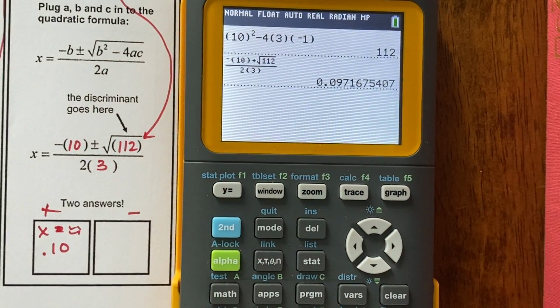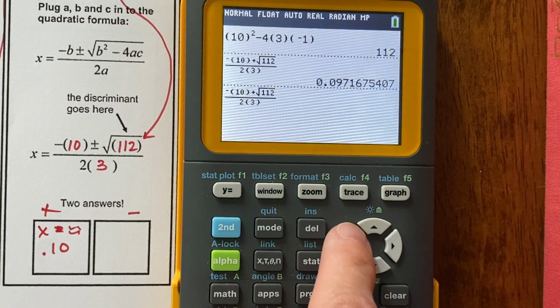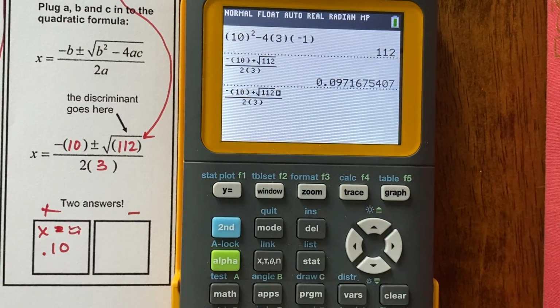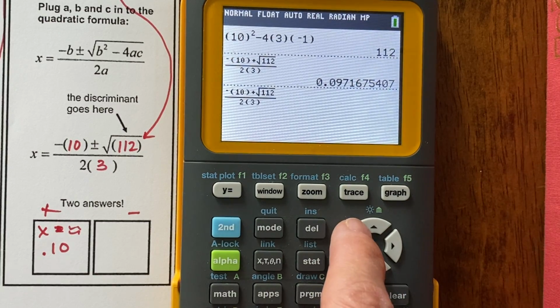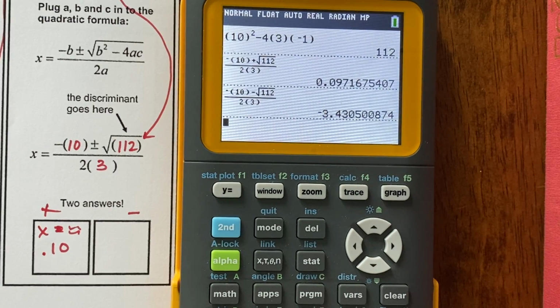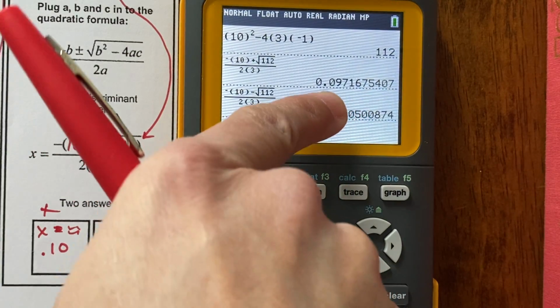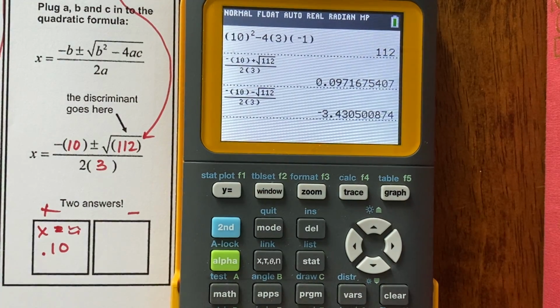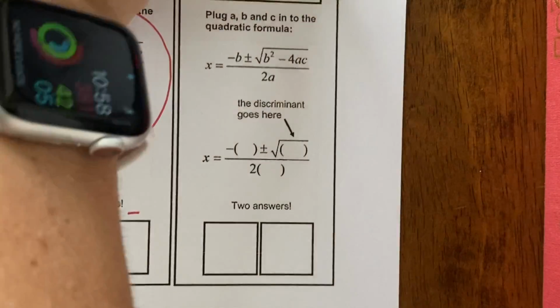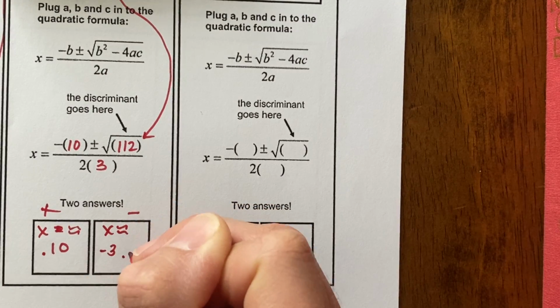So second enter, and it brings that whole thing back up again. Arrow up, oops, just kidding. First arrow over, so you're in the equation. Now arrow up, and then arrow left over to the plus, change it to minus. Remember, do not change it to negative, change it to minus. Hit enter, and I get negative 3.430500874. I'm going to round it to that 3, and after it is 0, so it's just going to stay as 3. So my second answer for this one will be x is approximately equal to negative 3.43.